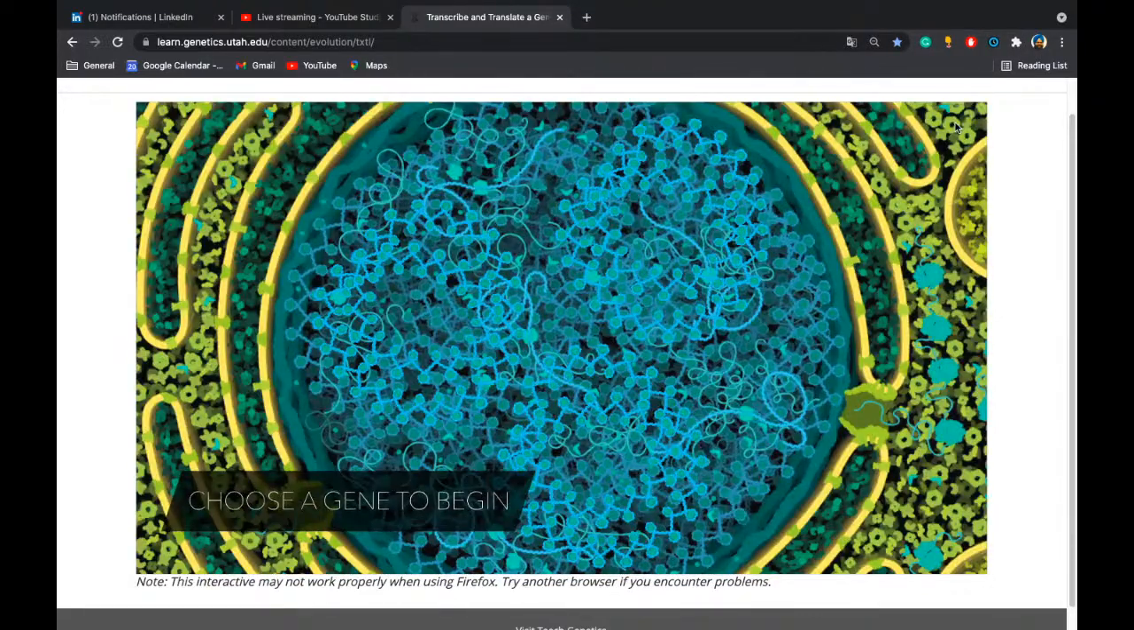Very nicely shown, adeptly shown, the transcription and translation, how it is done with the help of various molecules.